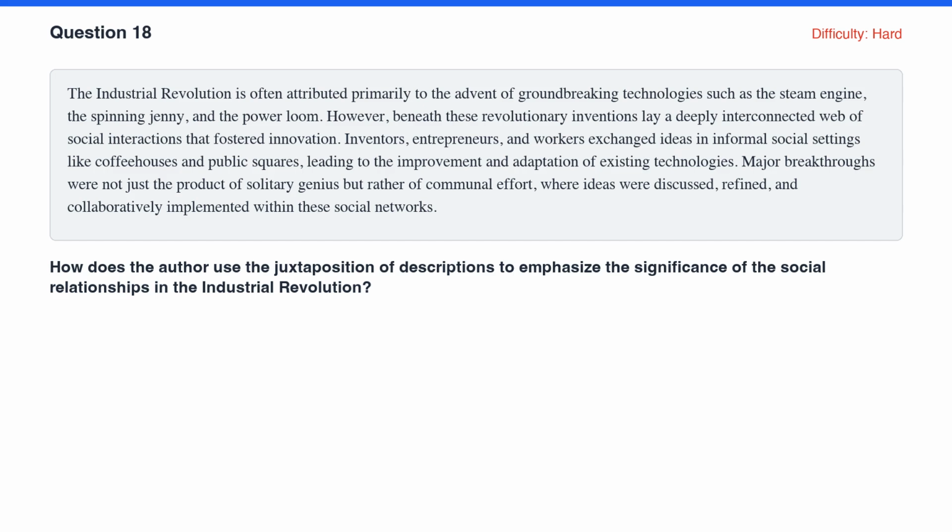Question 18 of 25. Another tough one. This passage is titled The Role of Social Networks in the Industrial Revolution. The passage argues that the Industrial Revolution is commonly credited to inventions like the steam engine and spinning jenny, but a hidden web of social interaction in places like coffee houses actually drove the breakthroughs. We are asked how the author's juxtaposition of these two descriptions underscores the importance of social relationships.